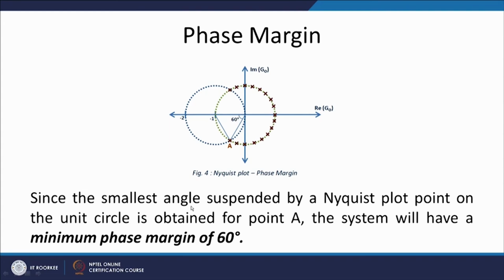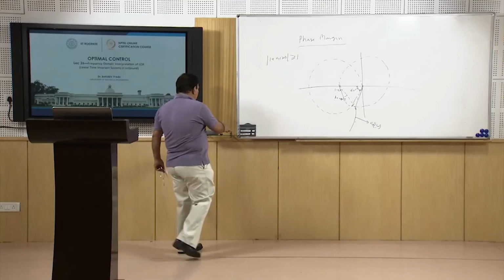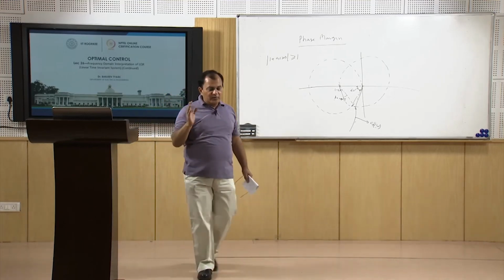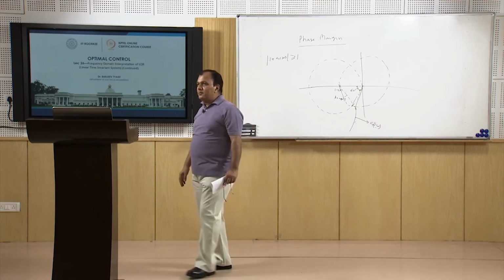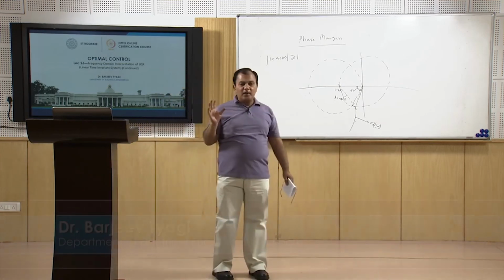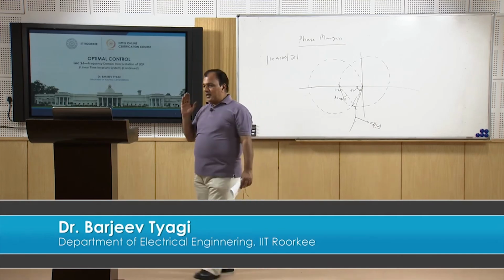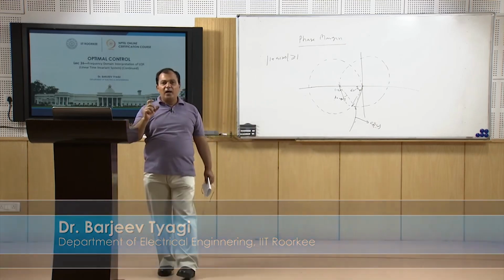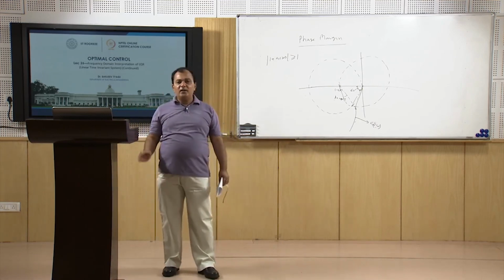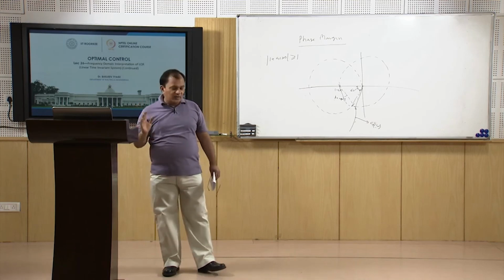So, we can say the smallest angle subtended by the Nyquist plot on the unit circle is obtained from point A and the system will have a minimum phase margin of 60 degrees. So, we have seen that in the frequency response of an LQR system, we can determine what actually is the gain margin and the phase margin of my system. My gain margin lies between half and infinity and the minimum phase margin is 60 degrees.